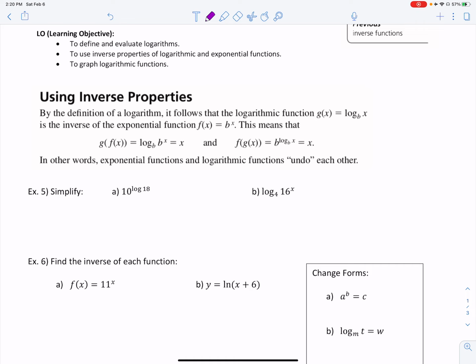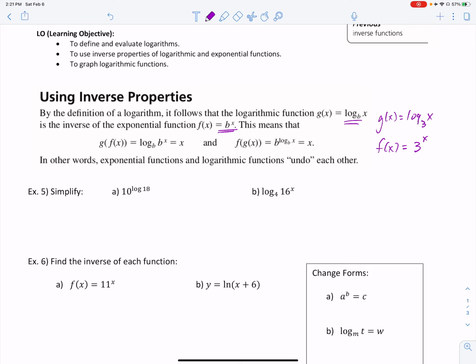And by the definition of a logarithm, that is log base b of x, that is the inverse of y equals b to the x. So these are inverse functions. That just means if you have g of x equals log base 3 of x, its inverse function is 3 to the x. So the exponential and the logarithmic of base 3, those are inverse functions.